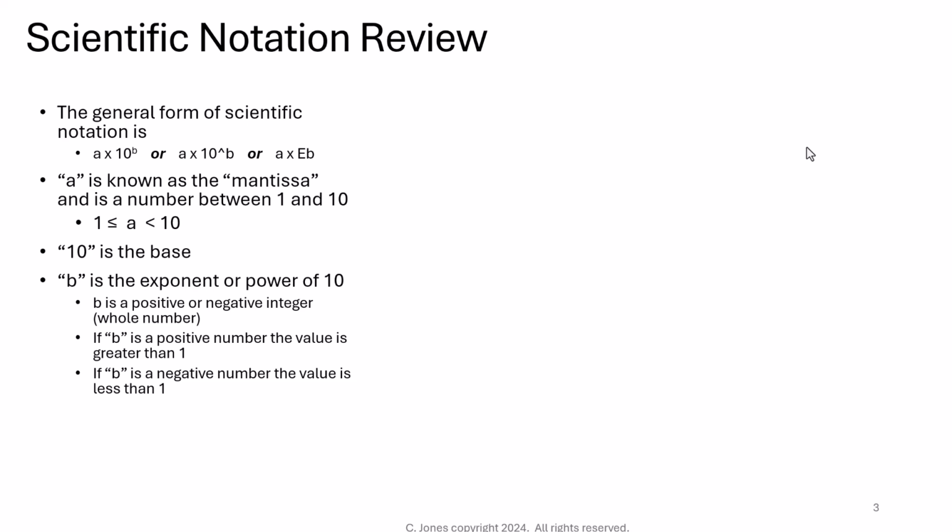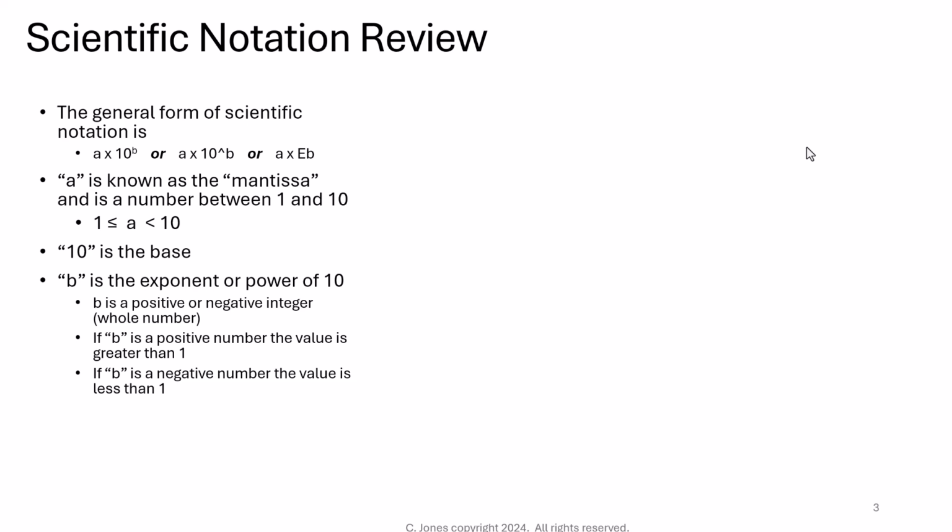Right? In this format, A is referred to as the mantissa, and A is a number between 1 and 10. So that is, A is greater than or equal to 1, but is less than 10. It can go up to 9.99999, but it's not 10. 10 is the base, and B is the exponent or power of 10. Right? B can be a positive or negative number. When we are dealing specifically with expressing numbers in scientific notation, B is a whole number. 1, 2, 3, 4, negative 1, negative 2, negative 3, negative 4.